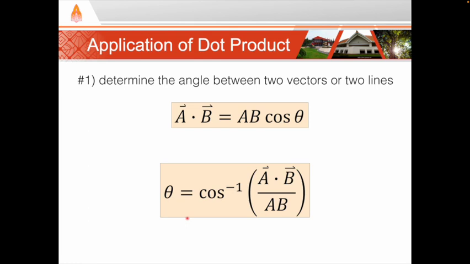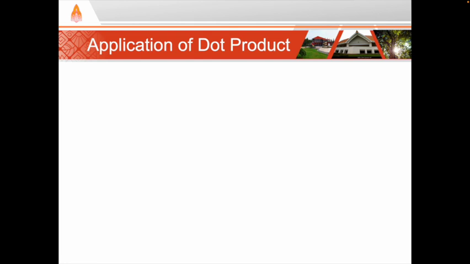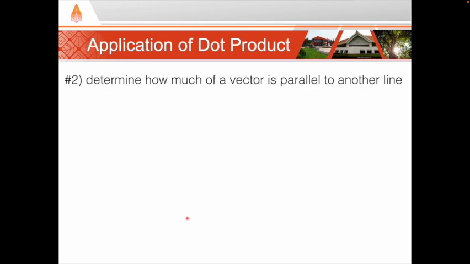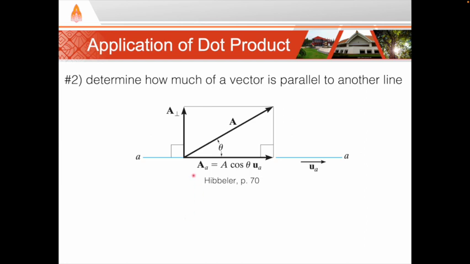The second application of a dot product is to determine how much of a vector is parallel to another line. For example, how much of vector A is parallel to the AA axis? We can say that the magnitude of the vector A that is parallel to the axis AA is equal to the dot product of A times the unit vector along that axis.